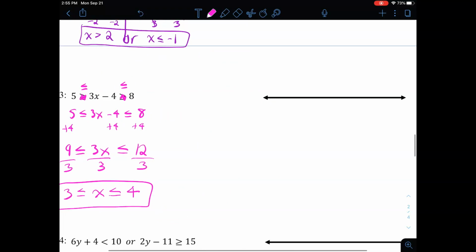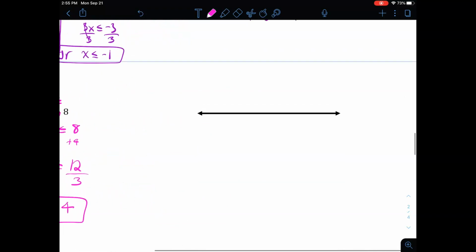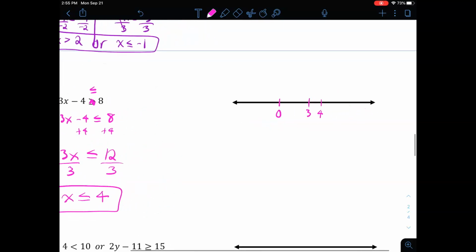All right, we're going to graph it now. So between 3 and 4, I'm going to put 0 a little farther to the left here. We got 3. Here's 4. They're both closed circles. Closed circles. We're going to shade between them.